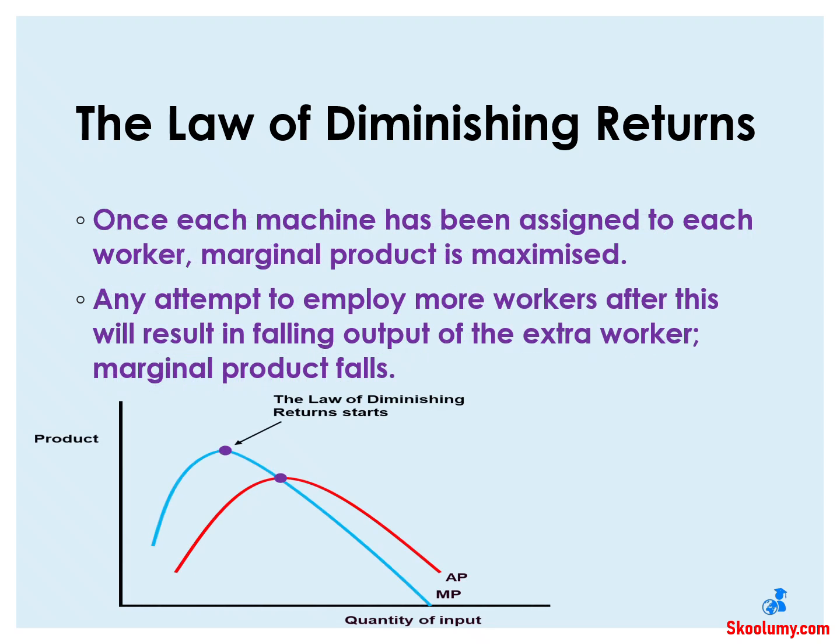There is a fixed amount of a particular factor such as machine. To increase output, more and more units of a variable factor, such as labor, are added. Because each worker has more machines to work with, his contribution or marginal product rises. But once each machine has been assigned to each worker, marginal product is maximized. Any attempt to employ more workers after this will result in falling output of the extra worker. Marginal product falls. This is when the law of diminishing returns sets in.